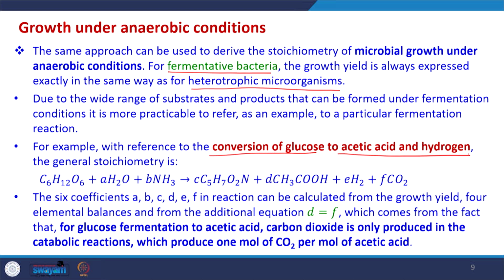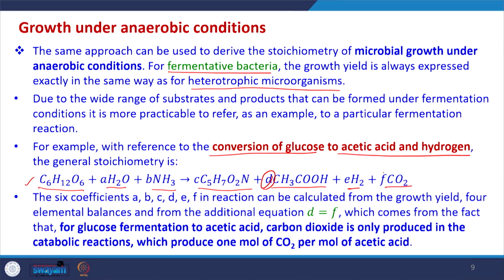So, if we take for example this particular equation, the glucose is there and we can see that it is combining with water and ammonia to form the biomass plus acetic acid. So, we are referring only to the case where the conversion of glucose to acetic acid, biomass and hydrogen is taking place along with the carbon dioxide. So, we have A, B, C, D, E and F. So, we have 6 unknowns, and 6 coefficients that have to be found out.